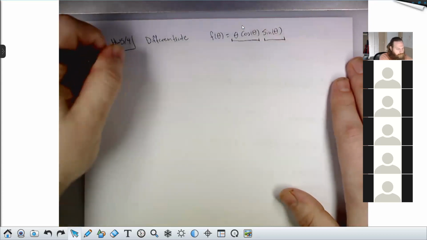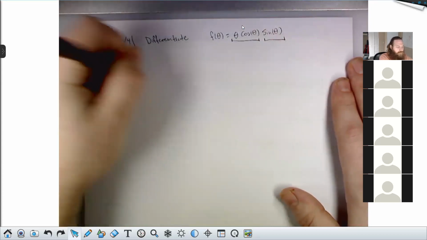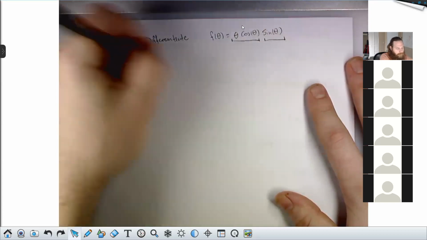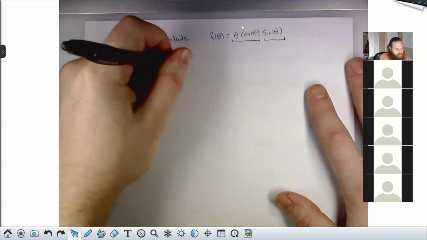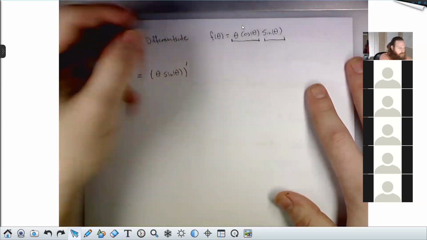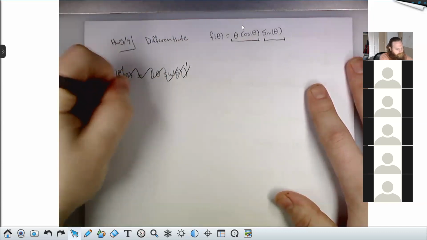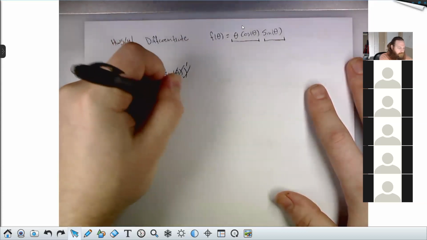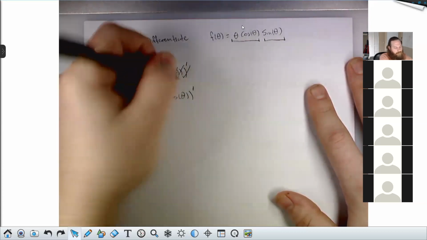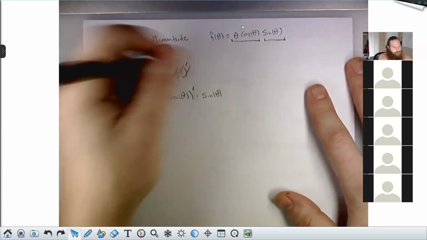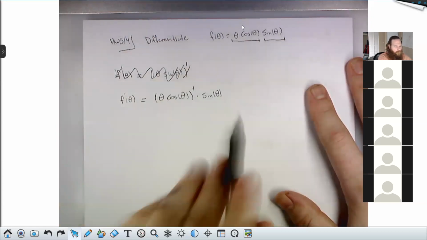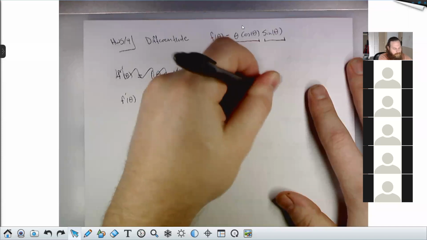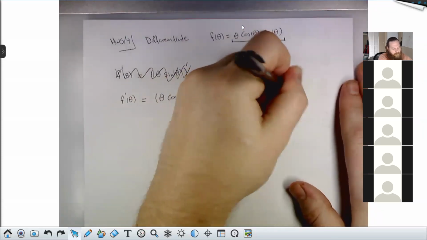So f prime of theta, the derivative of this function, following the product rule, I differentiate the first thing and leave the second alone, and I'm just going to write it out in the prime notation. So my first piece, I differentiate the first piece and I leave the second piece alone. So that's theta cos theta primed times sine theta, the derivative of the first times the second left alone, plus, now I leave the first piece alone. So that's theta cos theta left alone. And I multiply that by the derivative of the second.